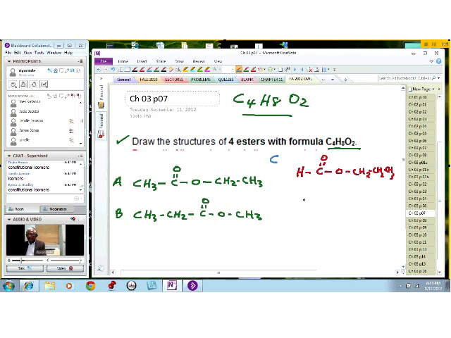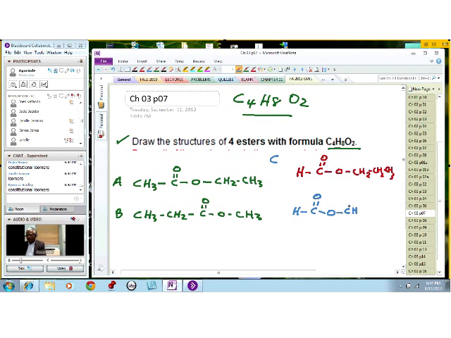So far we have 3. One more. I could also add this. You have to use your own ingenuity to see what kind of arrangement you can write that will meet the requirement of the particular problem. In this case, you have to draw 4 esters. The only thing that you have to concern yourself with is that you must obey the valence rule and also obey the octet rule.